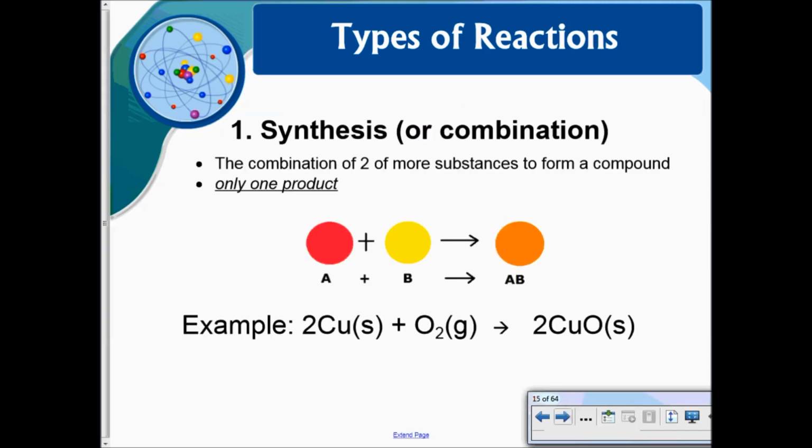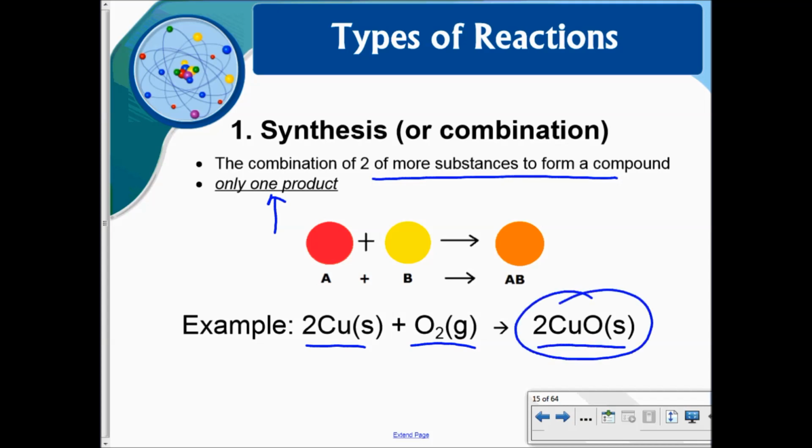So the first one is synthesis, or combination. It's a combination of 2 or more substances. That would be substances on the reactant side that form only one product. So you can recognize a synthesis reaction because you only have one product. So if you took solid copper, reacted with oxygen, you're going to get copper(II) oxide. That would be a synthesis because you only have one product over here.